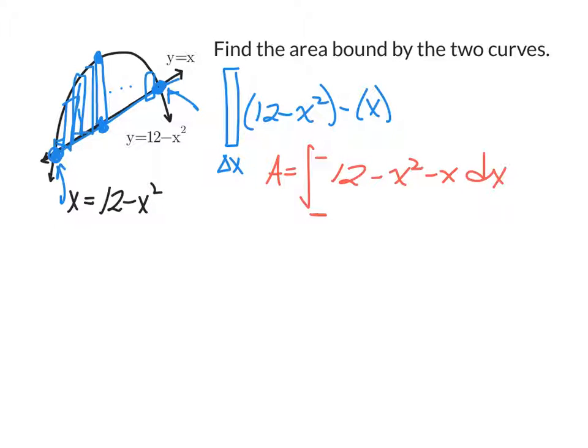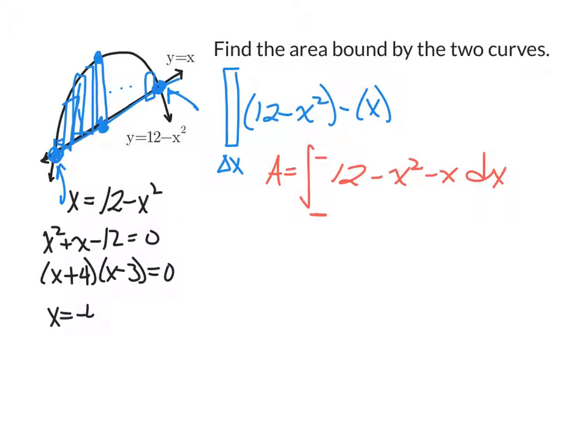This is quadratic. In order to solve a quadratic, I'm going to add the x squared and subtract the 12 from both sides. To get one side equals 0, we factor it into x plus 4 and x minus 3, making my two values x equals negative 4 and x equals positive 3. Those are going to be our limits of integration. So we're going to integrate 12 minus x squared minus x dx from negative 4 to positive 3.